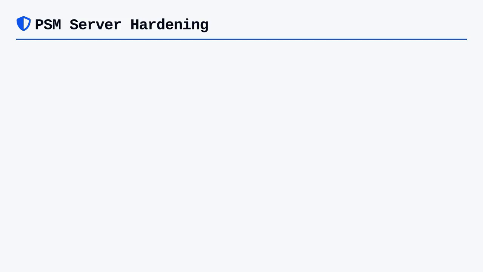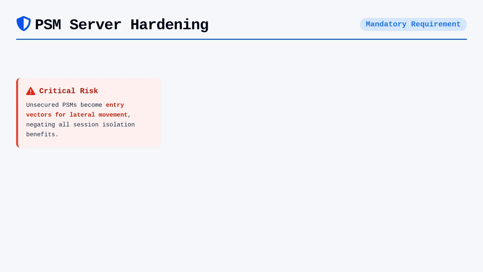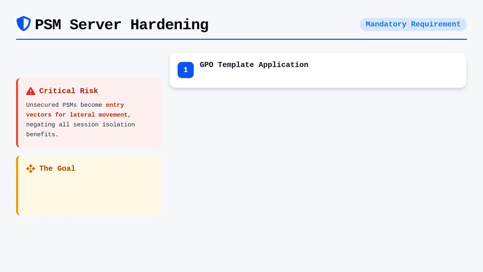Hardening is not merely a suggestion in the context of a privileged gateway. It is a mandatory operational requirement that mitigates the risk of a compromised PSM becoming an entry vector for lateral movement. Following the initial software deployment, you must apply specific group policy templates that disable unnecessary services, restrict local interactivity for non-authorized users, and enforce a clean registry profile.